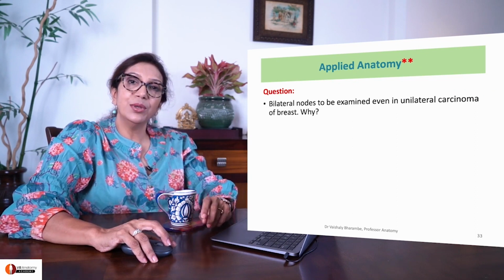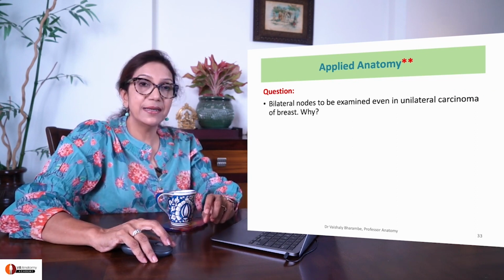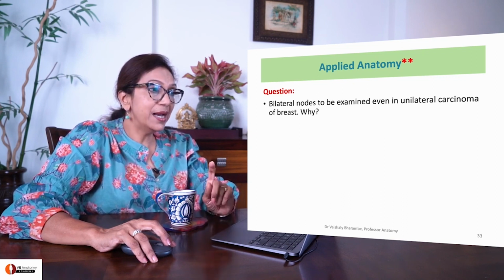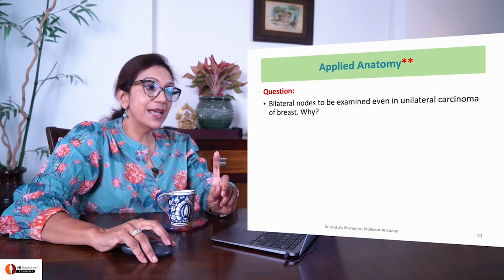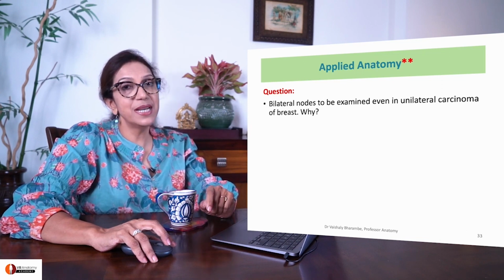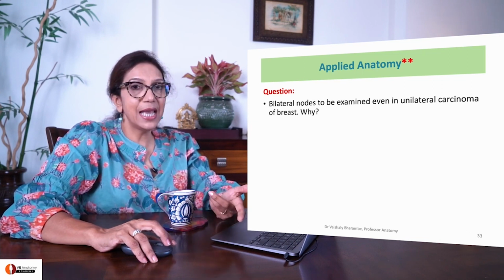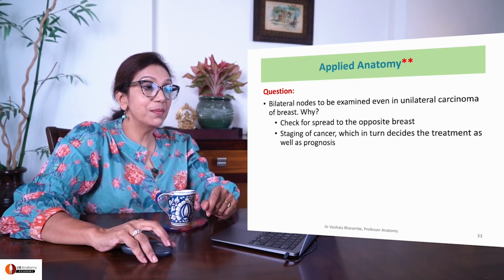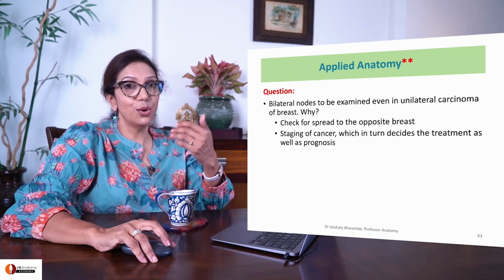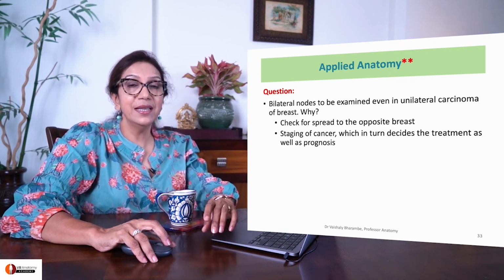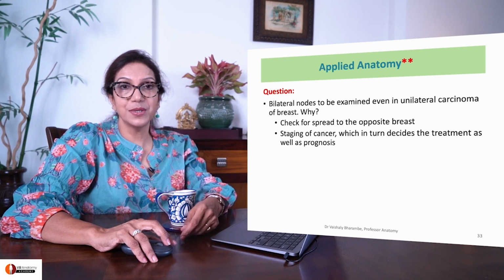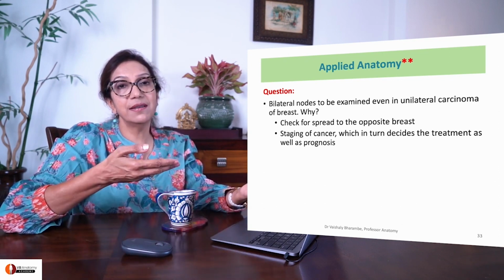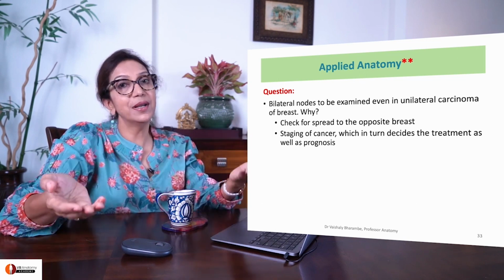Right, we now come to the last part of the class, applied anatomy. I want to present it in the form of questions. Bilateral nodes are to be examined when there is unilateral carcinoma of the breast. Why? If one breast is showing cancer, why are you examining the other breast? You are doing this because there is always a chance of crossing the midline and spreading of cancer to the opposite breast. You may treat one side and leave the other side untreated, for the problem to come back in the patient.